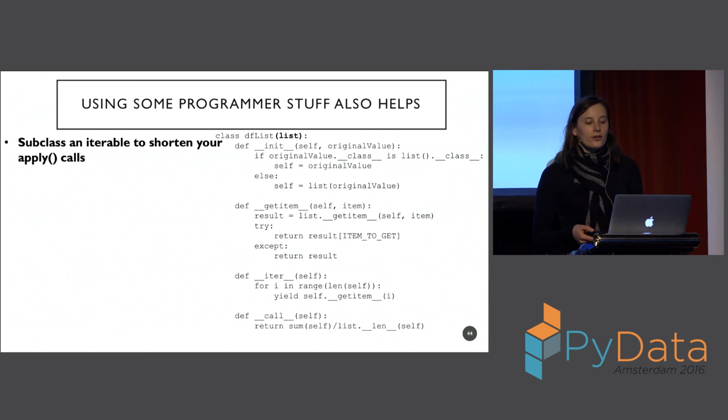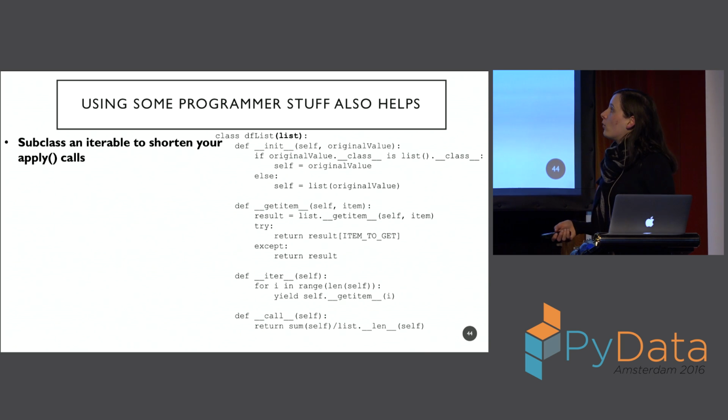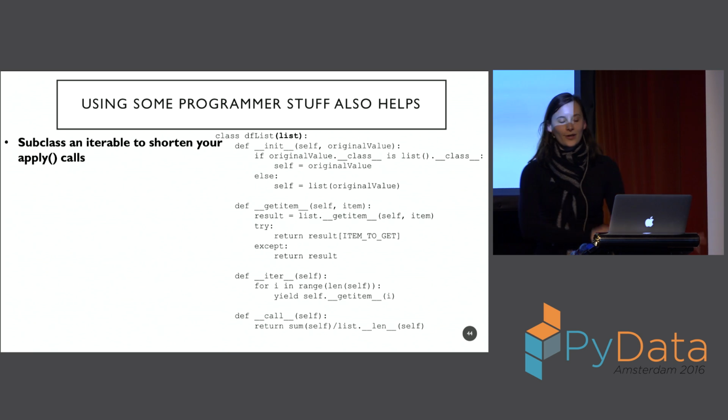There are some things you can do, right? Using some programmer stuff. I'm more on the software side than the data side, so this is interesting to me. One thing is you can subclass an iterable to shorten your apply calls. Raise your hand if that sentence makes no sense to you. Okay, that's fair enough. I know lots of people are much more on the data end.